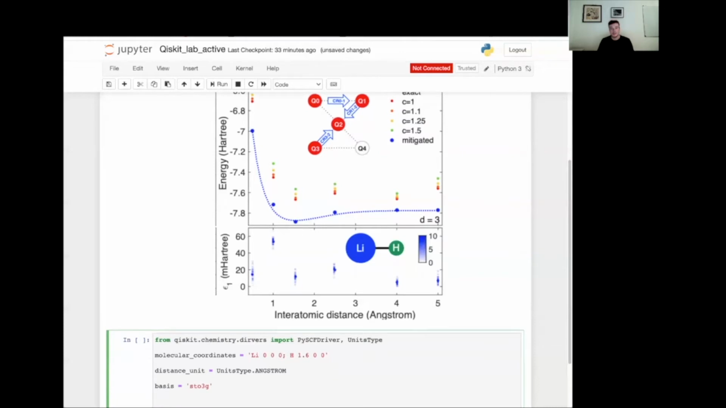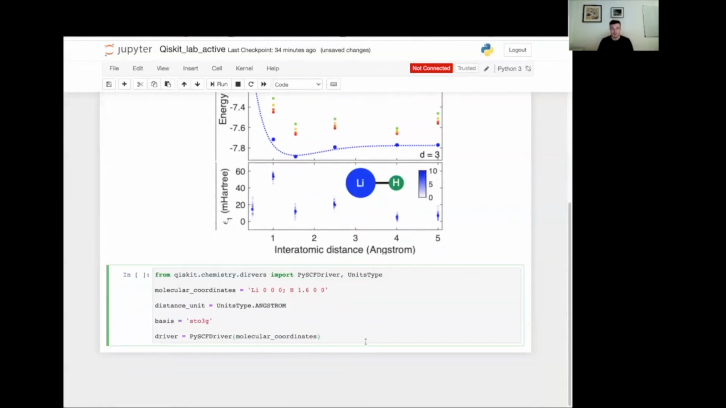Okay, now that we have set up the coordinates and the basis and the units of distance, interatomic distance for this molecule, we can actually run the driver, which is gonna compute for us the 1 and 2 body integrals. So we're going to feed to the driver the molecular coordinates that we have established before and our unit distance. Finally, we get a molecule object just by running that driver.